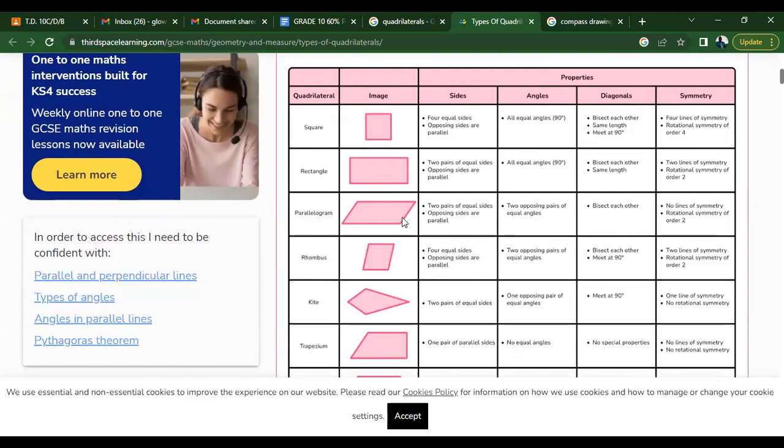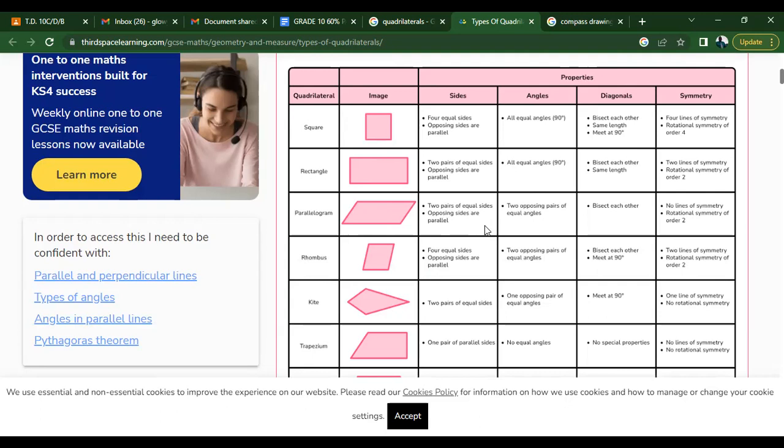Parallelogram: opposite sides are the same length. And what do you call this now? Opposite angles are the same, but all of the four angles are not the same. So you have these two angles different from this and that. So it says two opposing pairs of equal angles.